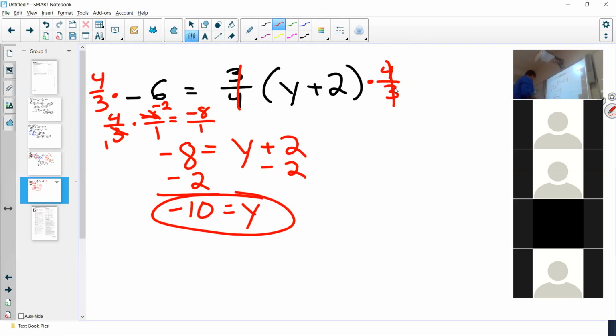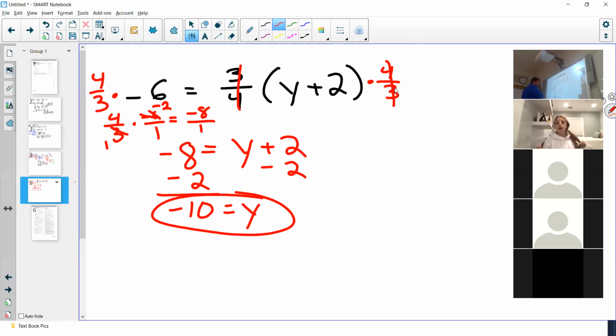I see why I got it wrong. But wait, I don't understand. I got -6 equals y plus 2. But you never did y plus 2 times the 4/3, that whole thing. If you do it that way, you risk getting it wrong. I'm telling you, it's easier to do the reciprocal. I know that, but you didn't do the reciprocal times the 2.